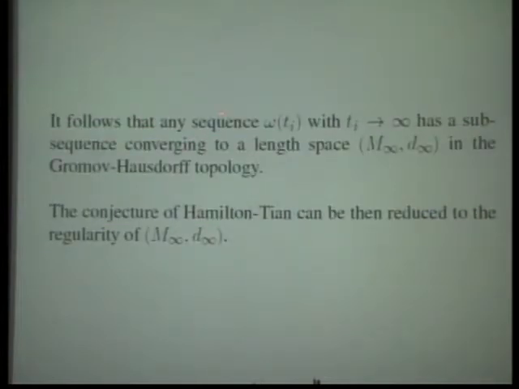For any sequence omega t_i with t_i going to infinity, there is a subsequence converging to a length space in the Gromov-Hausdorff topology. So that's in a weak topology, as a metric space. Then essentially this conjecture I stated before can be reduced to the regularity of this limit. Actually, it should be a little more than that, but this is a crucial step. Once you have regularity of that, then you also have strong convergence in the regular part.